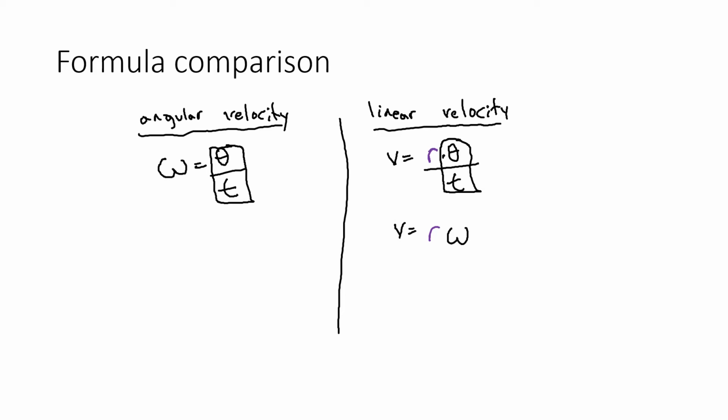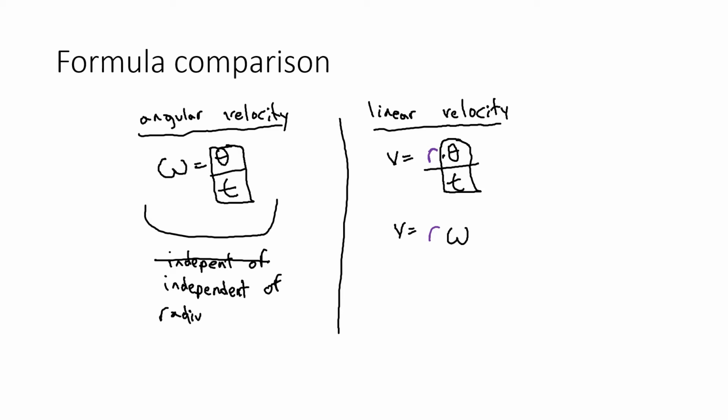What are some other observations that we notice? This formula on this side, does it have anything to do with the radius? No. So the angular velocity is independent of the radius. So it doesn't matter what the radius is, the angular velocity will be the same.